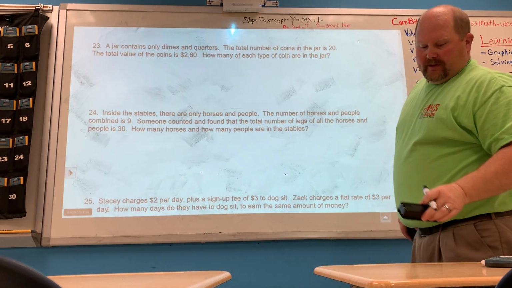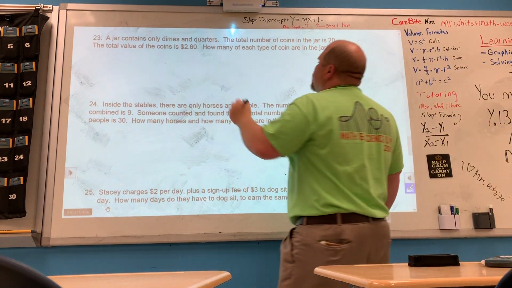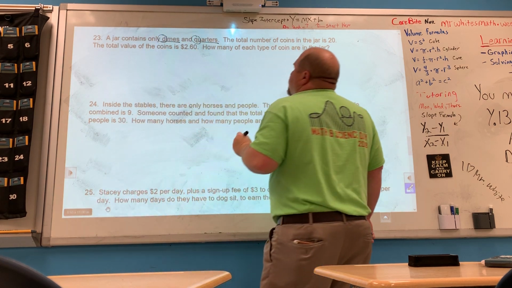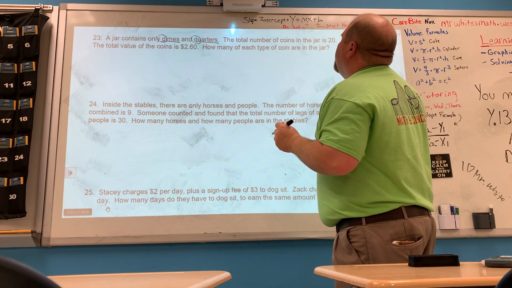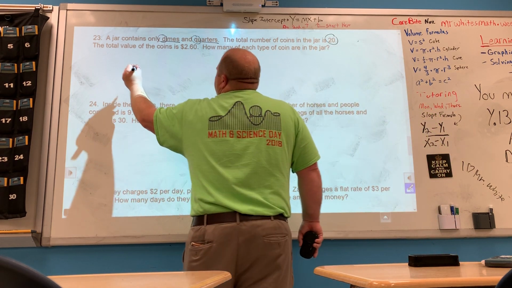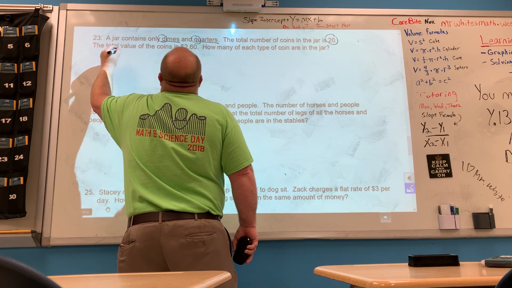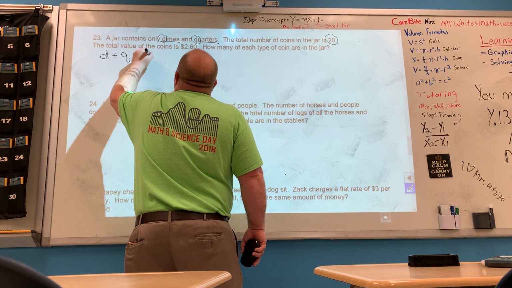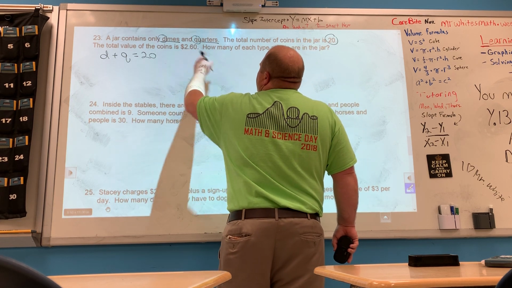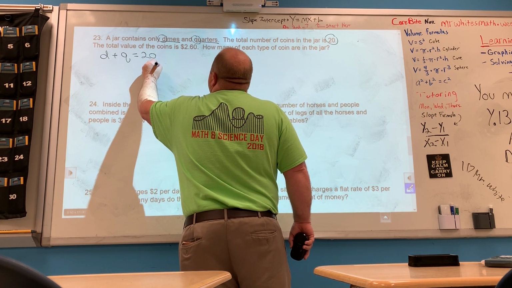All right, number 23, word problem. A jar contains only dimes and quarters. All right, dimes and quarters. There's my variables I'm going to use, D and Q, and they add up to 20 coins in the jar. All right, so that means that my dimes plus my quarters equal 20 coins. And then if you continue to read, it says that they actually equal $2.60 as well.